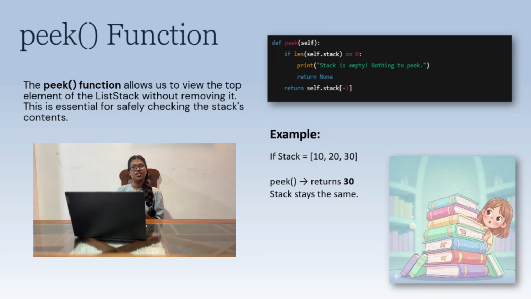The peek function allows us to look at the top element without changing the stack. That means we are not going to remove that element. This is very useful when we want to know what the top element is, but we don't want to remove it. For example, if the stack is 10, 20 and 30, then we use the peek function. It returns 30 and the stack stays exactly the same.